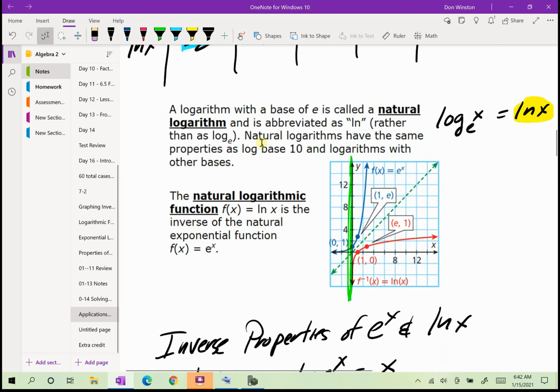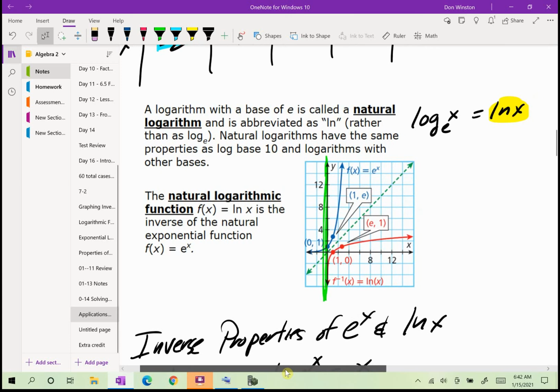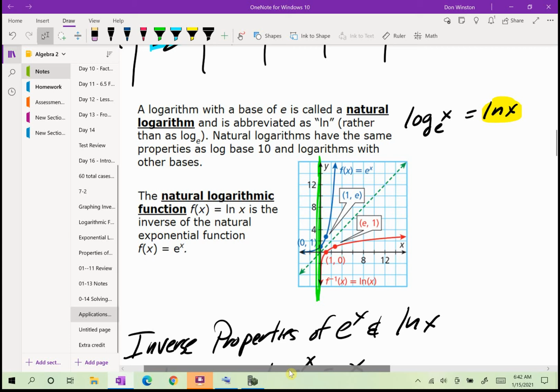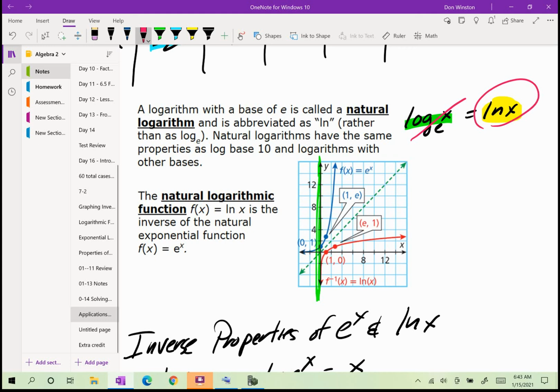A logarithm with a base of e is called a natural log, and is abbreviated ln rather than as log base e. We never write it like this, log base e of x. I'm sorry, we never write it that way. I never want to see you write it that way. We use the natural log of x. Natural logs have the same properties as log base 10 and logarithms with other bases.